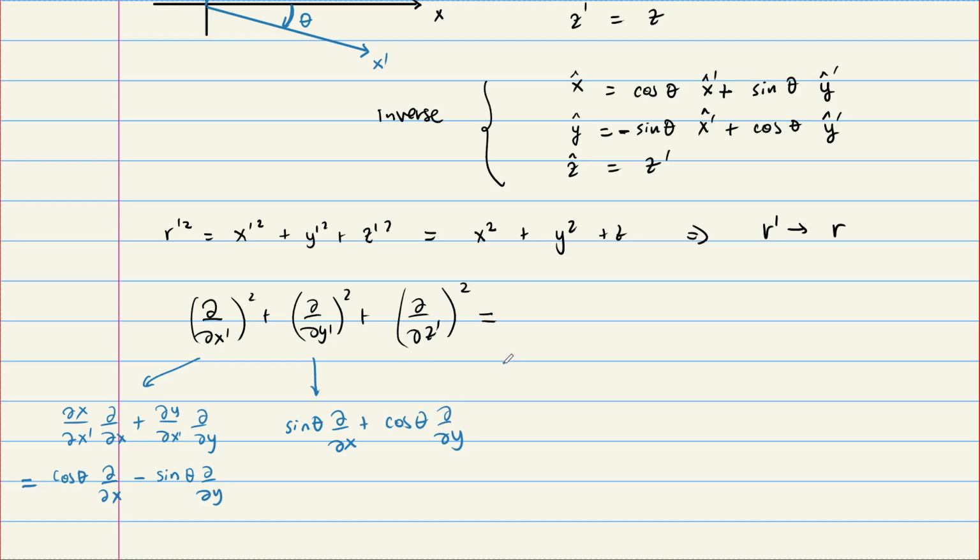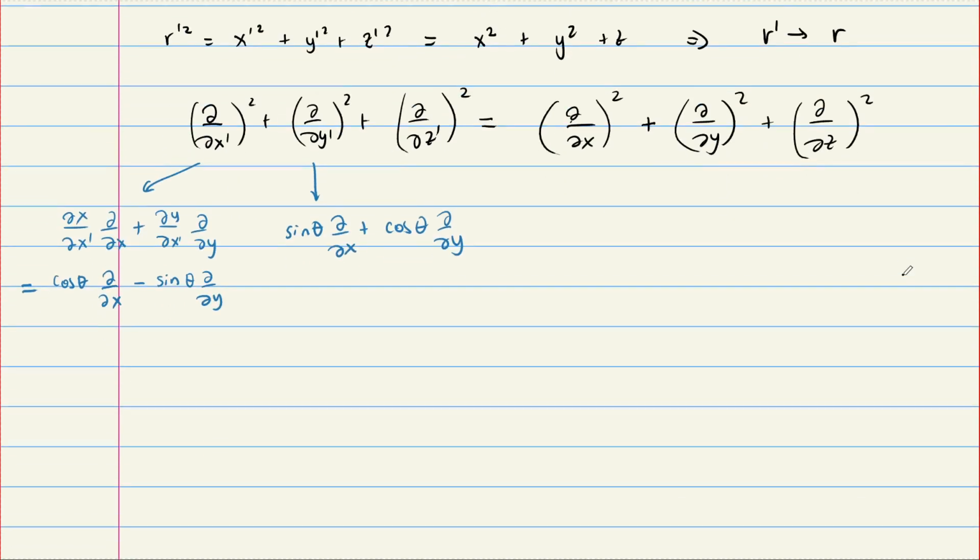And when you take the square, you can see cosine squared plus sine squared is 1. So this is going to be del x squared plus del y squared, sine squared plus cosine squared is 1, plus z. There is no change in z anyways. Del z squared. And from here, the Laplacian is also invariant, right? So the Laplacian is invariant, r is invariant.